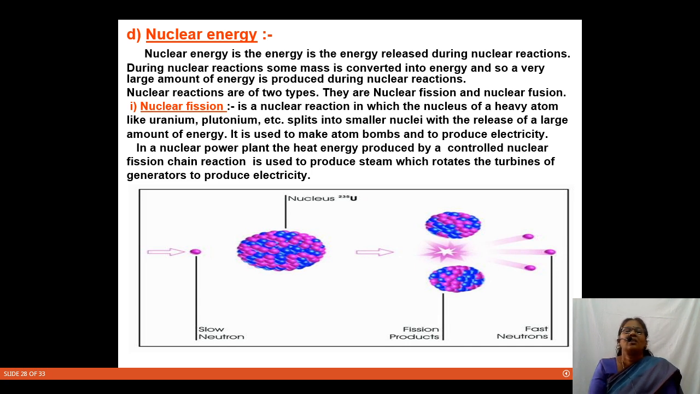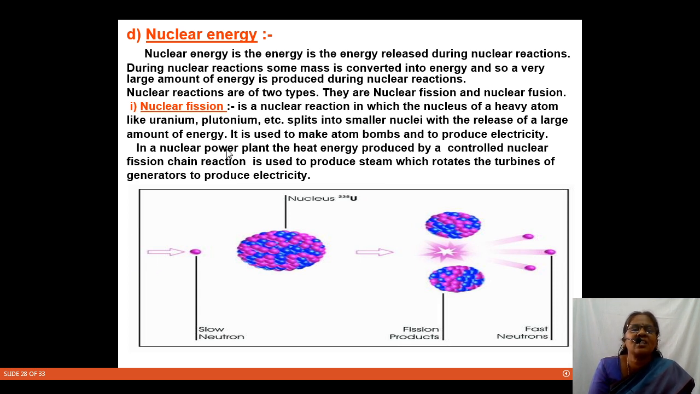Listen children, according to Einstein's mass energy relation, E is equal to mc square. The amount of mass we are using for producing the energy, that mass is converted into energy. So the fuel which we are using, that amount of mass will be converted into energy during the nuclear reactions.